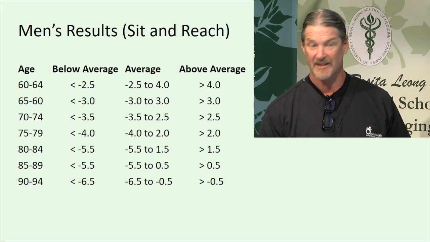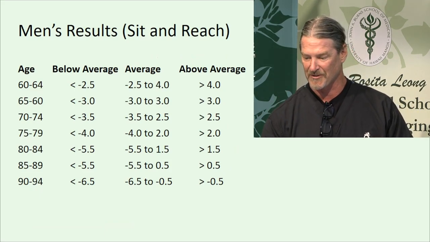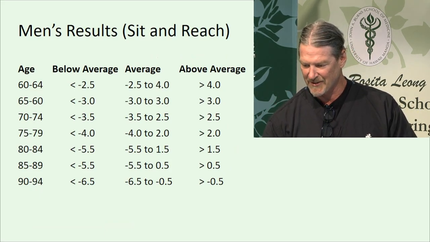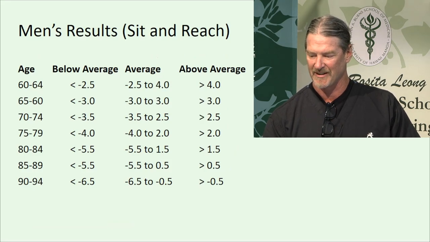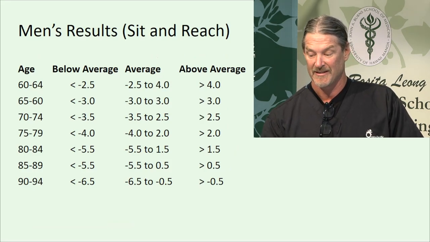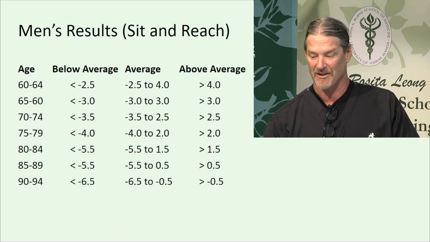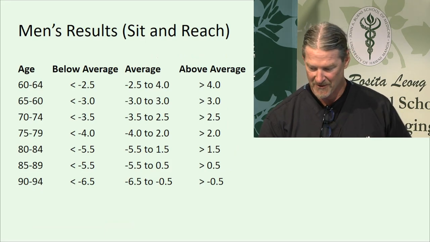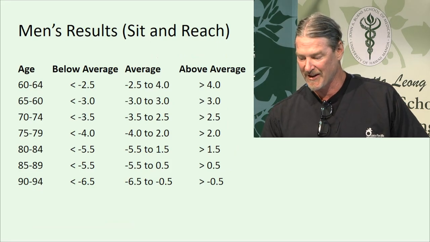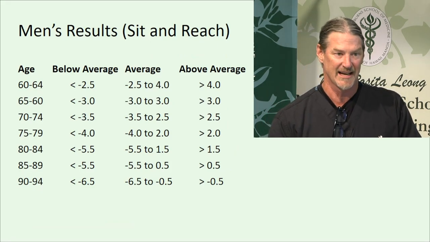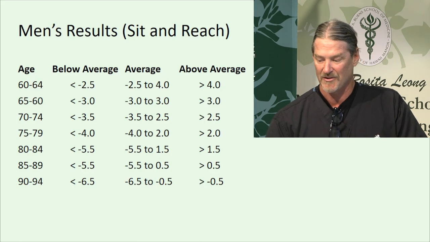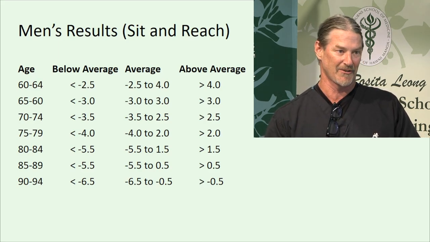All right, so let's get back and let's look at the results. So for the men, the sit and reach test, you want to have 4 or greater. So that's 4 inches past your toes for the 60 to 64 age group, and then it goes on down. So for the most part, unless you're in your 90s, you should be able to surpass your toes.